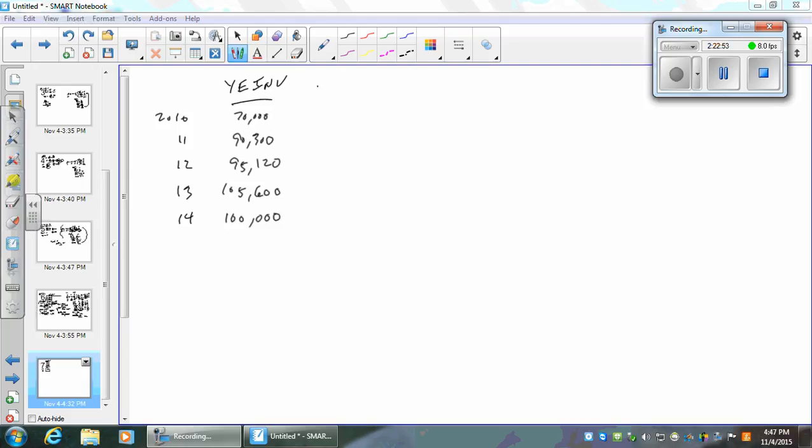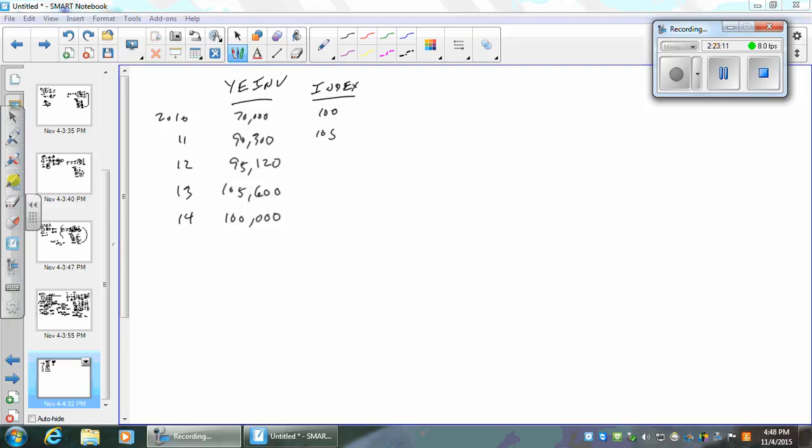Okay, what's the index for each year? And what this is, is how much inflation there's been. That's all it is. We got 100, so that's the base year. So the $70,000 inventory is a $70,000 inventory, right? It's worth $70,000.